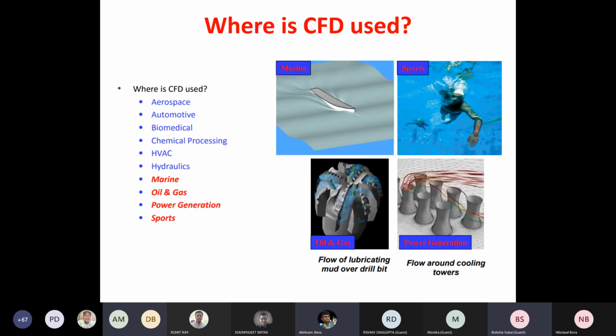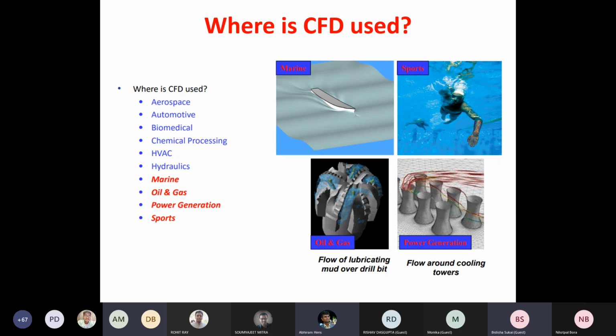Then in marine applications, for design of underwater vehicles, for studying the movement of aquatic animals, and for different sports activities like swimming, etc., biomechanics comes into play. How the system or process can be improved can be done by proper CFD analysis.